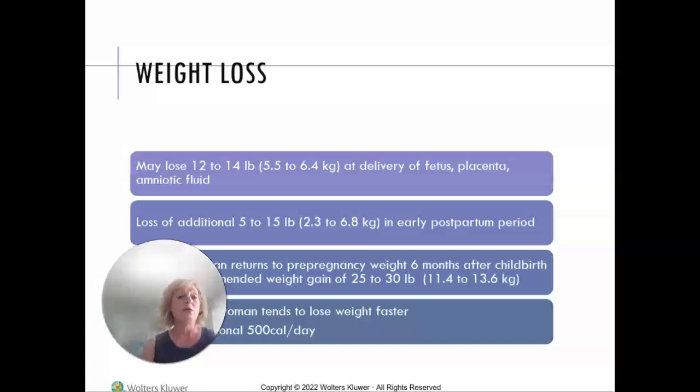Now, breastfeeding will help lose weight. It increases weight loss much faster. Moms that are breastfeeding need about 500 calories a day to sustain them and the baby. So a lot of moms will see the increased weight loss right after if they are breastfeeding.